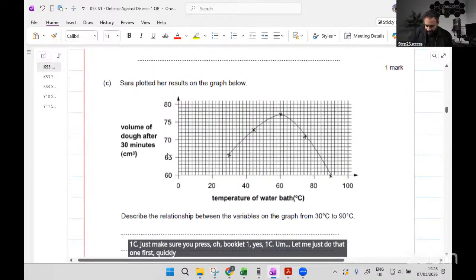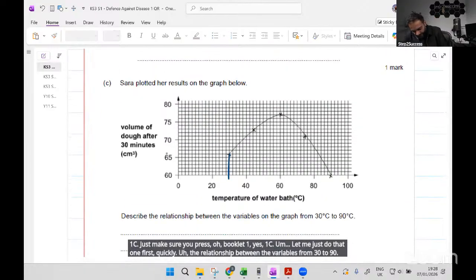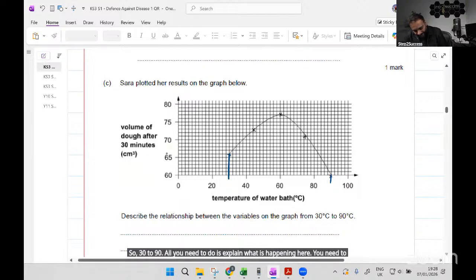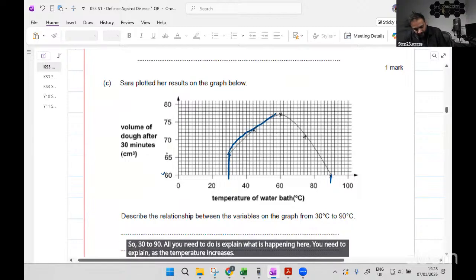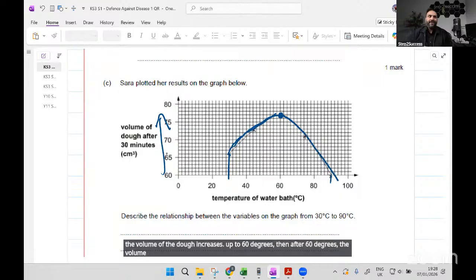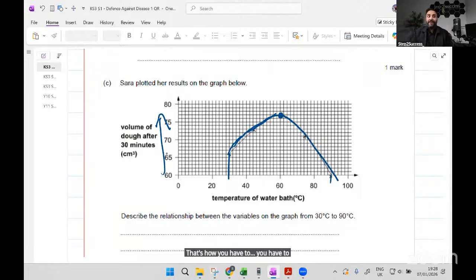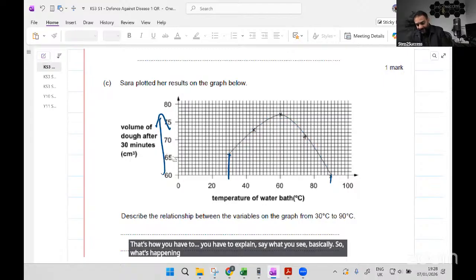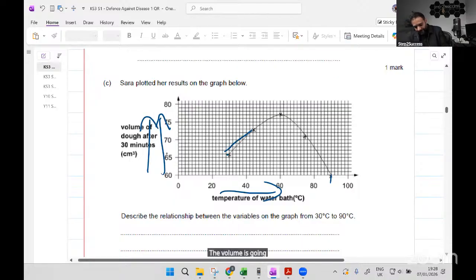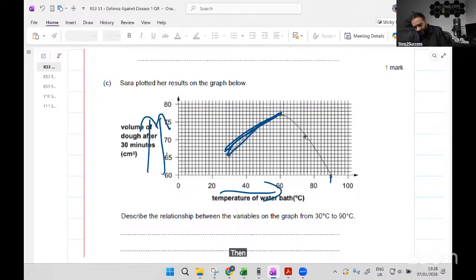The relationship between the variables from 30 to 90. All you need to do is explain what is happening here. You need to explain as the temperature increases, the volume of the dough increases up to 60 degrees. Then after 60 degrees, the volume decreases. That's how you have to explain, say what you see, basically. So as the temperature is going up left to right, the volume is going up. That's this bit of the graph. Then after this bit, as the temperature goes up, the volume starts to go down. That's what you're supposed to do.